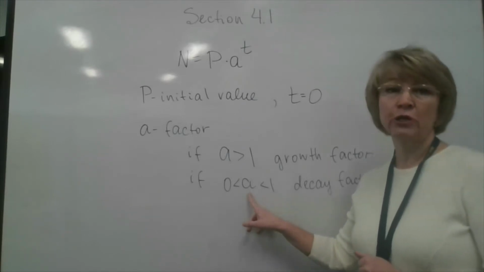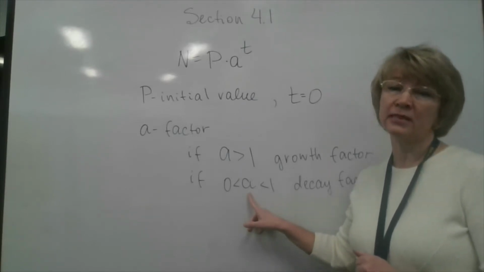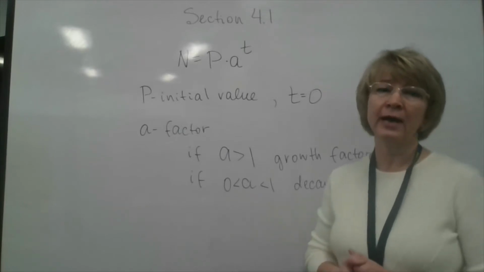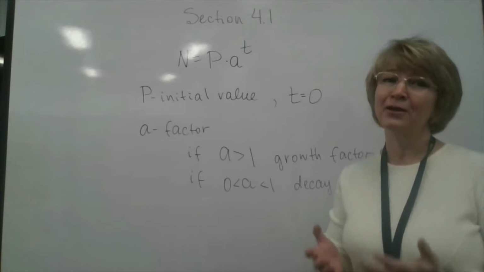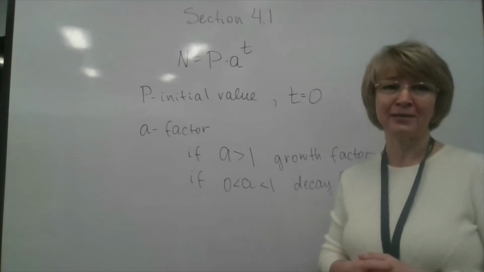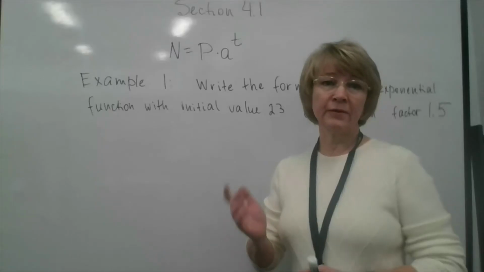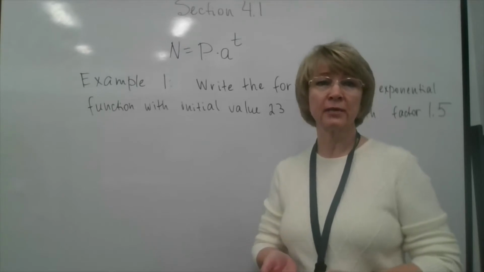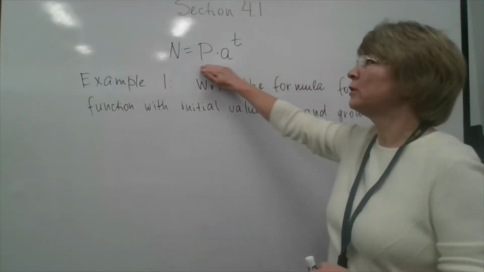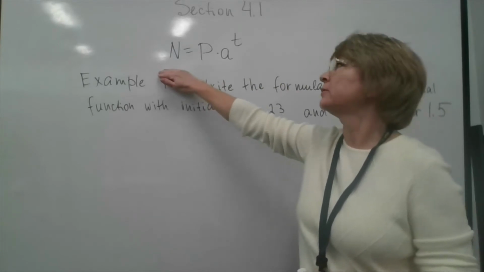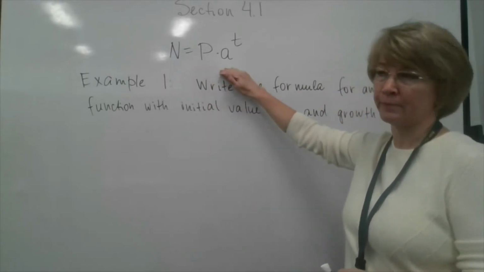And pay attention, your A is never negative. If you have A less than 0, it means you did something wrong. You have to redo the work and find the correct answer for A. Let's review the first example for this section. Again, keep in mind we're talking about an exponential model, so we have to use this formula.